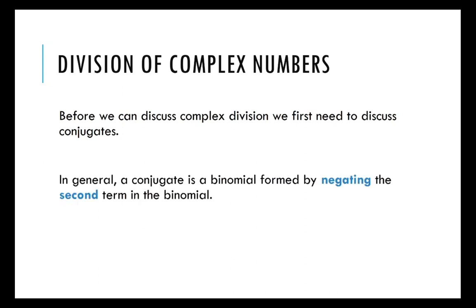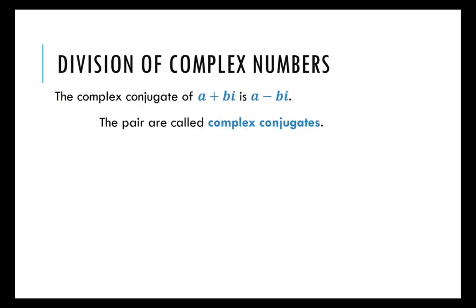That is, a conjugate is a binomial formed by negating the second term in the binomial. That is, when you have a binomial, just change the sign of the middle term and you get the conjugate. And so if I've got 3 plus 2x, all I need to do to find the conjugate is change the plus to a minus. That's all. The complex conjugate of a plus bi is a minus bi.